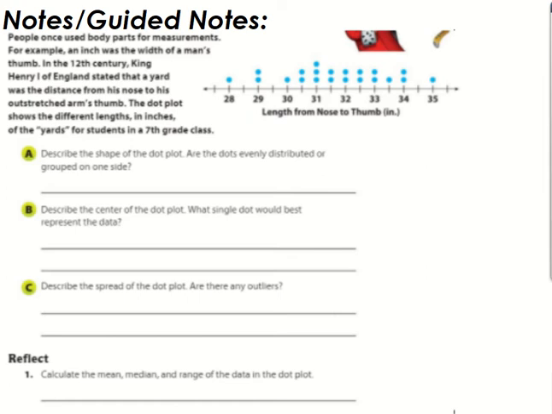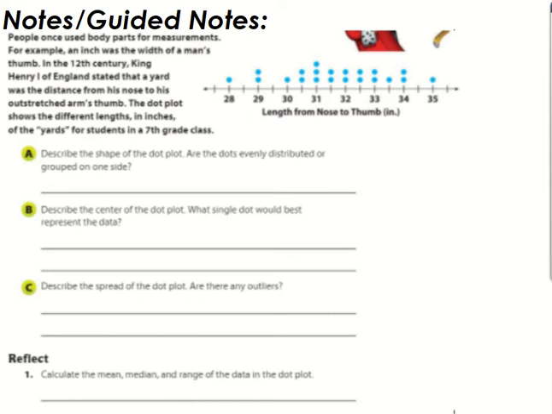So what we're going to do is just talk about what it looks like. We don't have to do anything mathematically yet. It says describe the shape of the dot plot. Are the dots evenly distributed? Distributed meaning, are they all pretty much the same, or grouped on one side? Is it heavy on one side or the other, or do they all look pretty even? So think about it for a second. What do you think? Is there more on one side than the other?